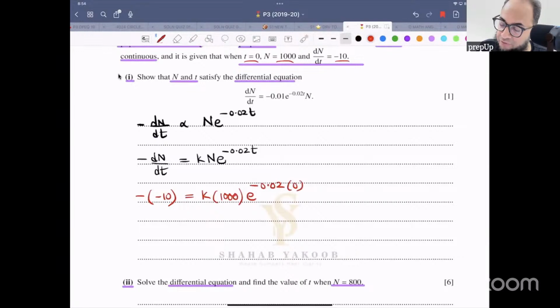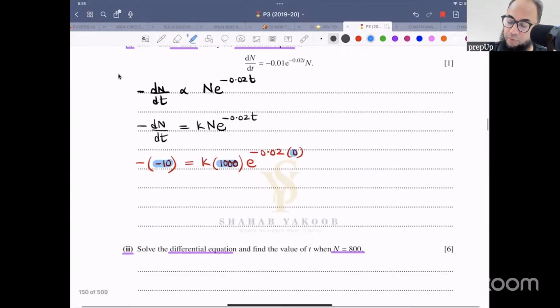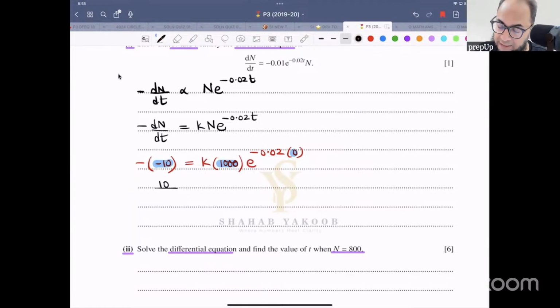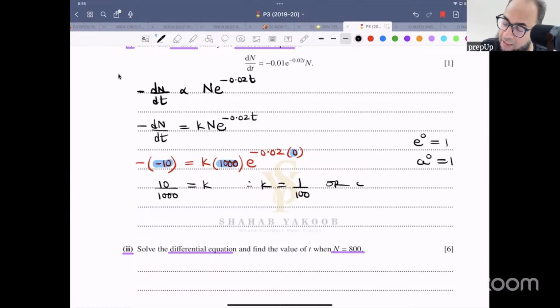So basically, you have plugged in three things. Let me highlight it. t is 0, that's right over here. N is 1000, that's right over here. dN by dt is negative 10, that's right over here. So now simplify, negative negative cancel. This is 10 over 1000, that is equal to k, e raised to the power of 0 is 1. Constant raised to the power of 0 is 1. Variable raised to the power of 0 is 1. Therefore, k comes out to be 1 over 100 or 0.01.